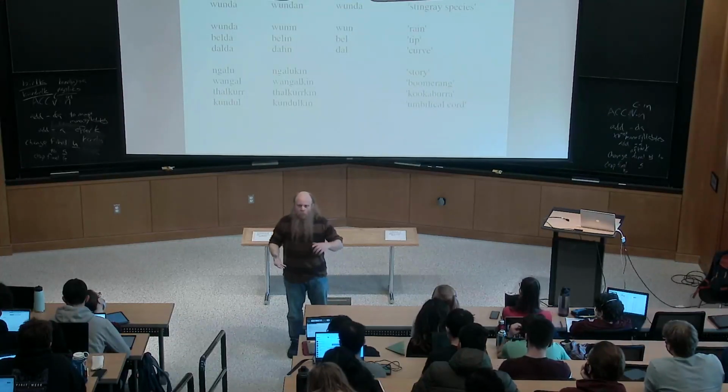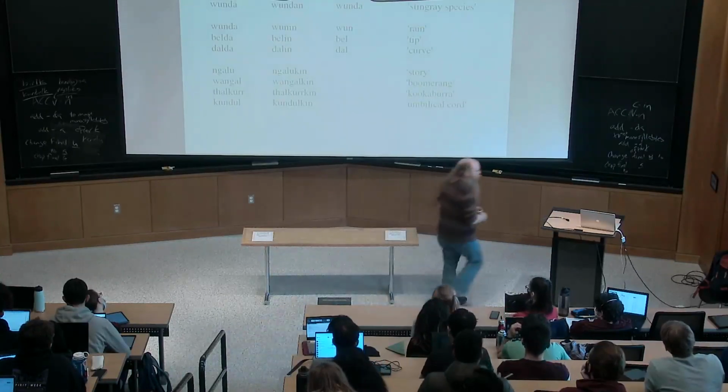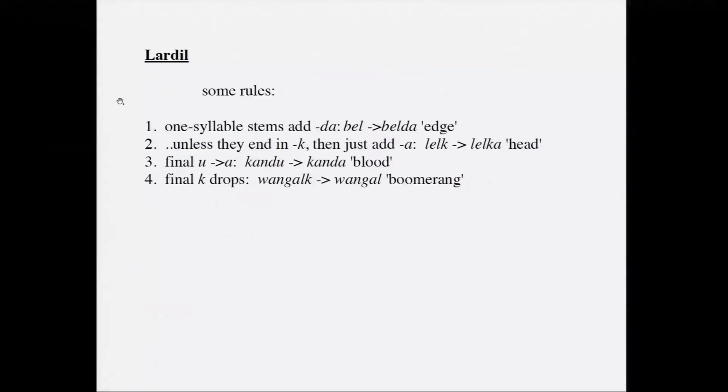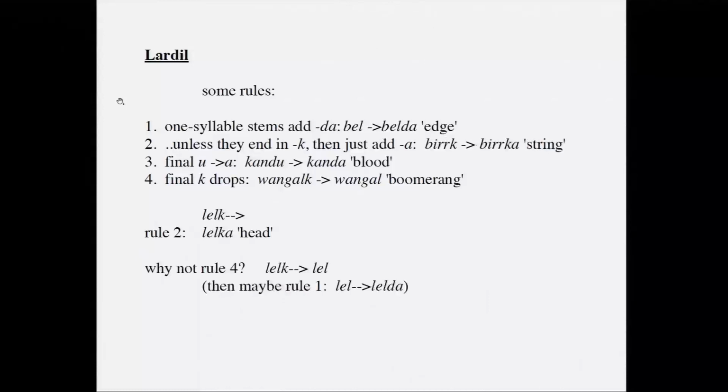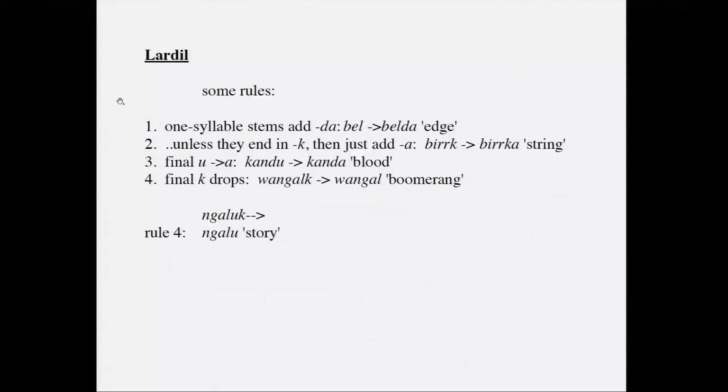But here's another way to think about this, and I'll leave you with this. So here are some of the rules. The word for head starts off as lelk, and we add a because of rule 2, so we get lelka. But this is the kind of thing we're asking. You start with lelk, why don't you apply rule 4 to get lel, and then maybe rule 1, so you'd get lelda? Or you start with ngaluk, you apply rule 4, so you get ngalu. Why don't you then apply rule 3 to get ngala? These are the kinds of questions that we're asking.